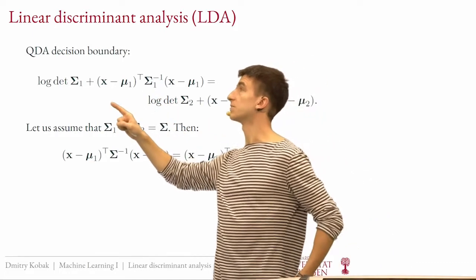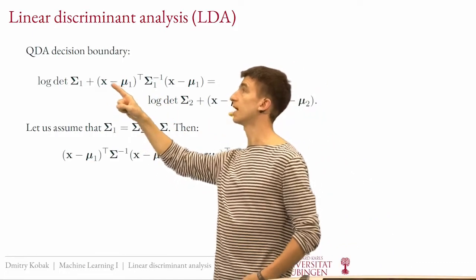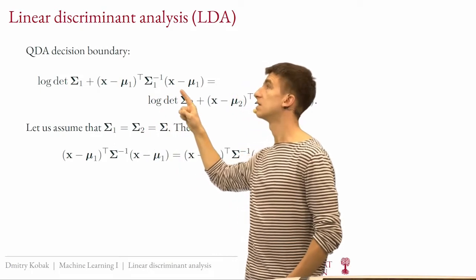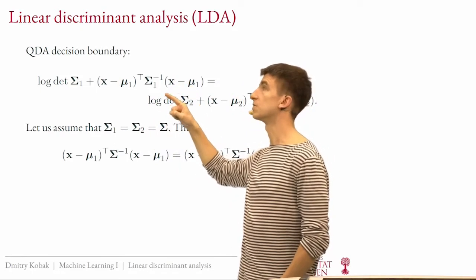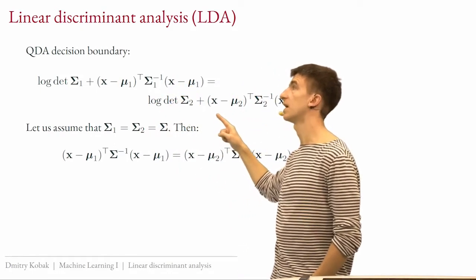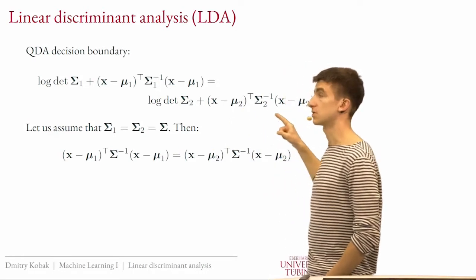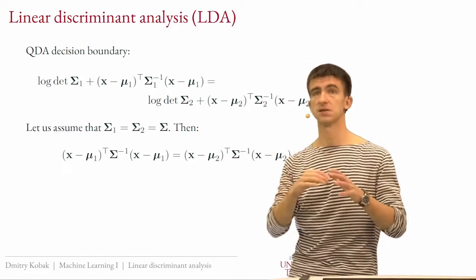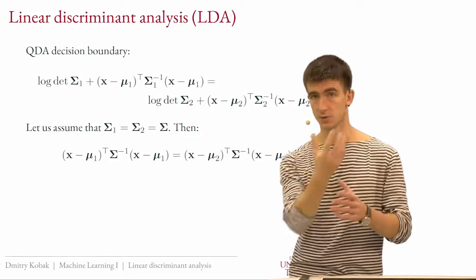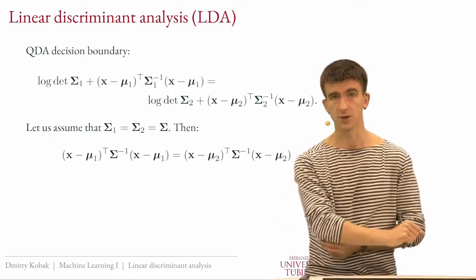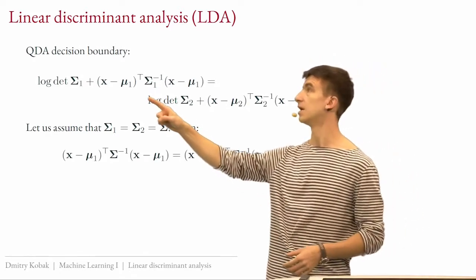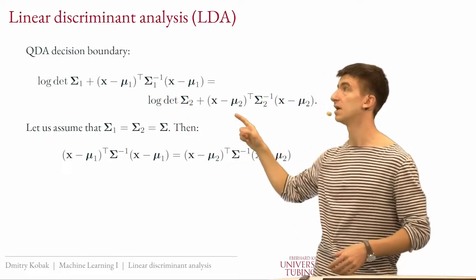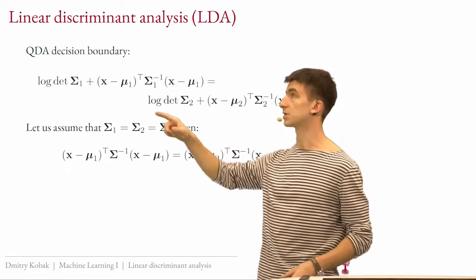If you open the brackets, the first thing you will notice is that there is a term x times the inverse of sigma times x, and on this side, you have x times the inverse of sigma times x. So this is the quadratic term. That's what makes the QDA quadratic, the Q in QDA. And this thing will just cancel out because sigma is now the same, right? So it's again great. We cancel the quadratic term.